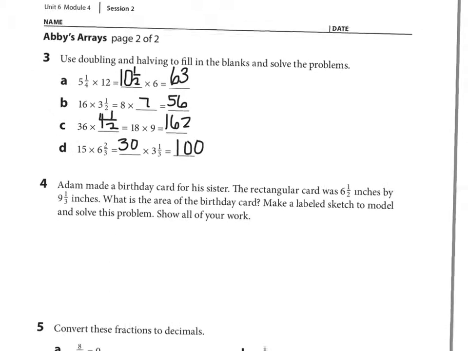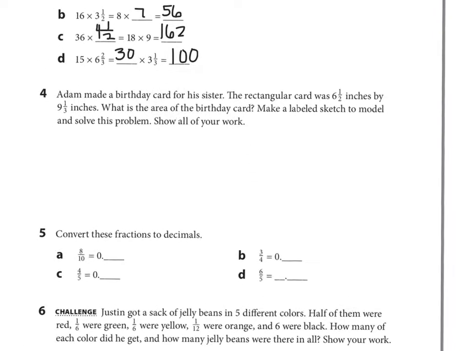Let's go look at number 4. Number 4 says Adam made a birthday card for his sister. The rectangular card was 6 1/2 inches by 9 1/3 inches. What is the area of the birthday card? Make a labeled sketch to model and solve this problem. Show all your work. Let's go ahead and make that sketch.